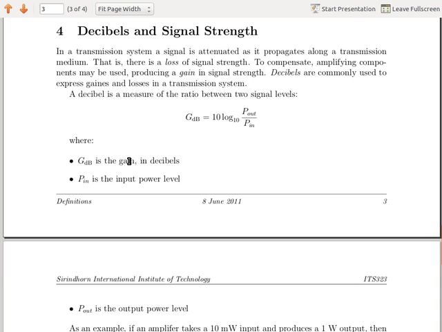SNR equals 10 to the power of 2.4, which equals whatever it equals, 250 something, approximately. I think 250, I've got the answer somewhere. Yeah, 251.